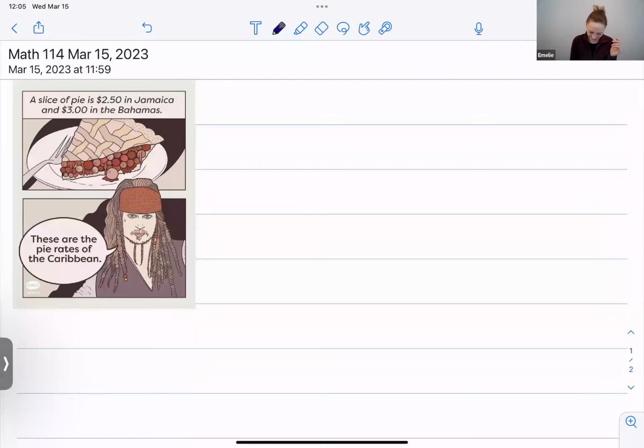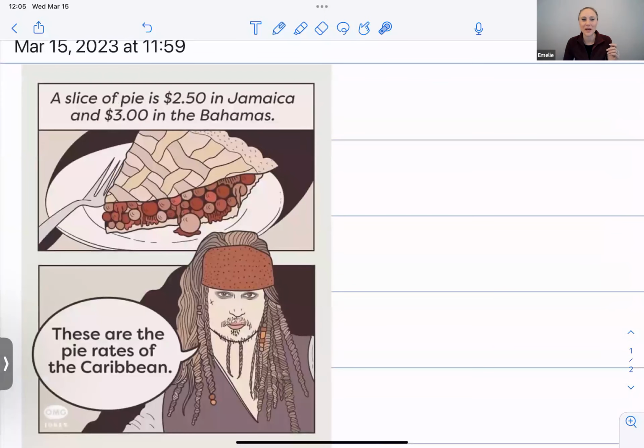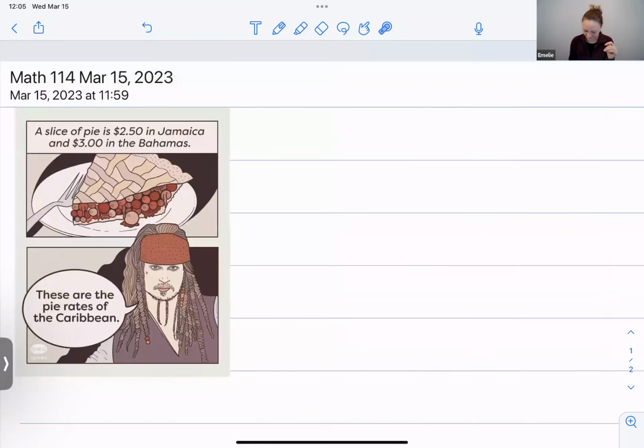So yesterday was Pi Day. But I figured I'd share my Pi Day joke with you guys as well. A slice of pie is $2.50 in Jamaica and three in the Bahamas. These are the pirates of the Caribbean. Anyways.